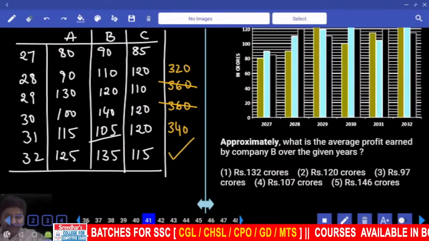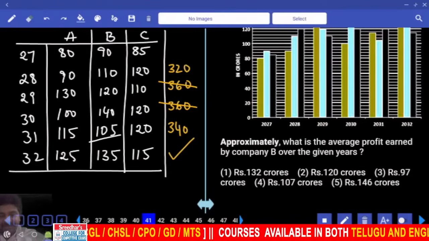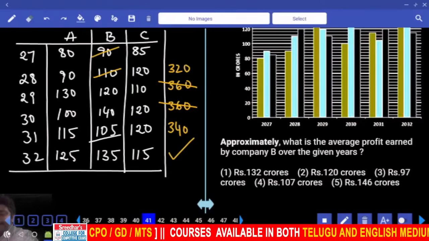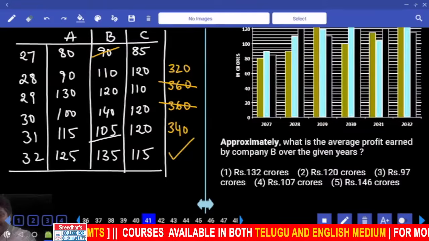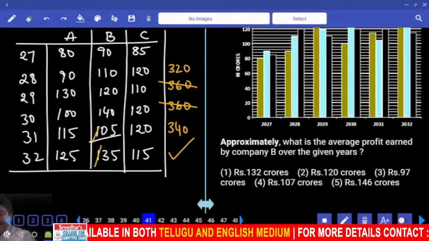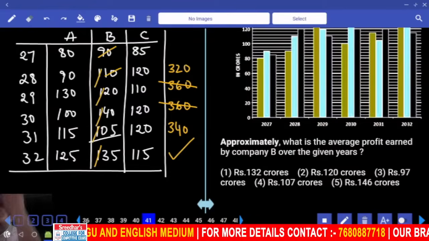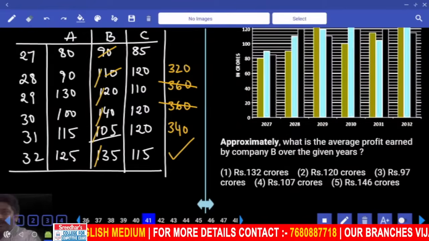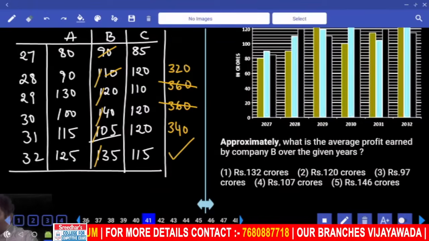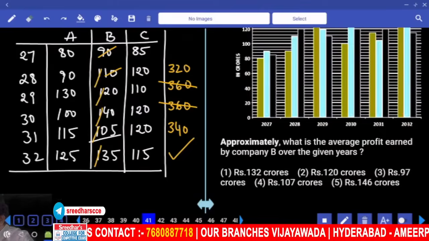Approximately what is the average profit earned by company B over the given years? Right. 90, 110. Wait a minute. Let me calculate all hundreds places. 100, 100, 100, 100, 100. 90 plus 10, that is also 100. All hundreds. And the question is about average. When all numbers are 100, 100, 100, I'll start taking average as 100 so far.